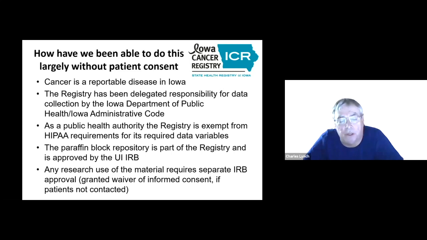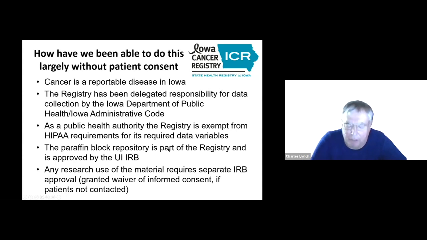It is approved by the UIRB. So the UIRB said you can share this material with researchers, but every time you do it, it's going to require a separate IRB approval. And furthermore, every time we've done this, they've granted a waiver of informed consent, in part because we've de-identified the data. So you don't get names, social security numbers from us, but you can get age and race and sex.